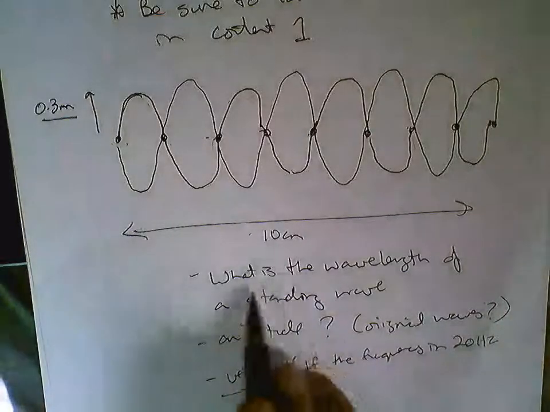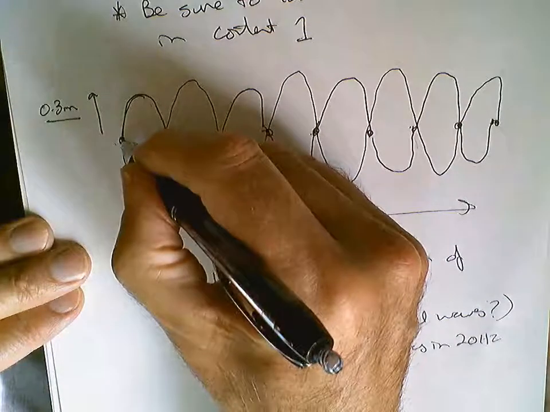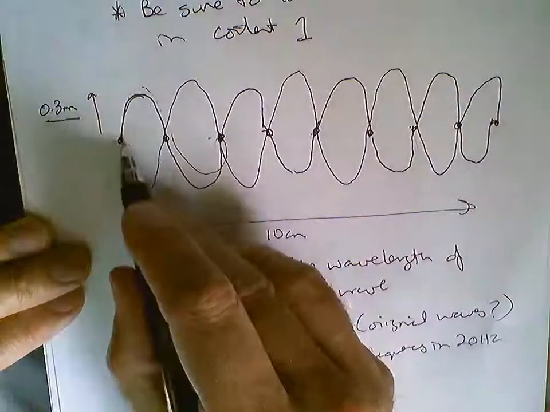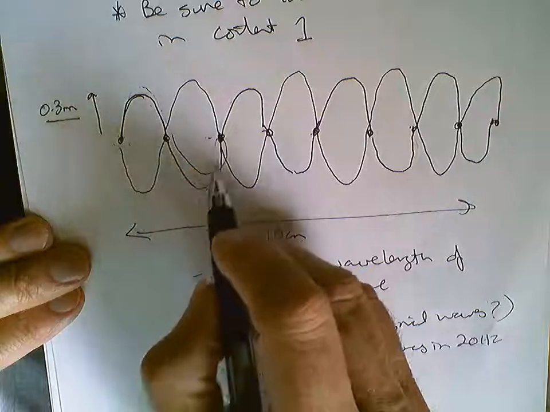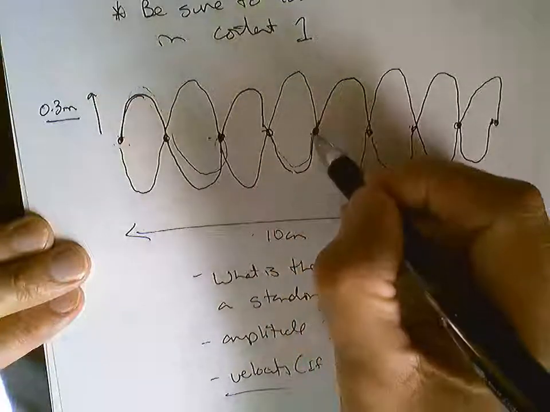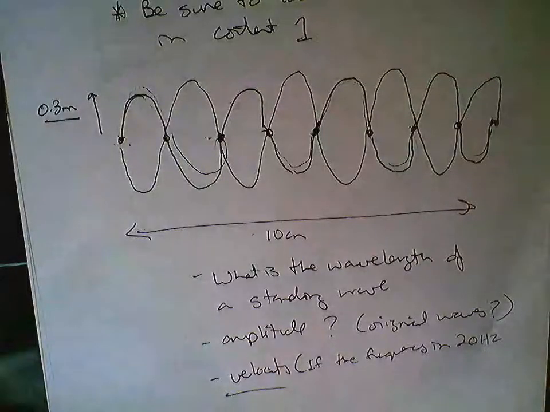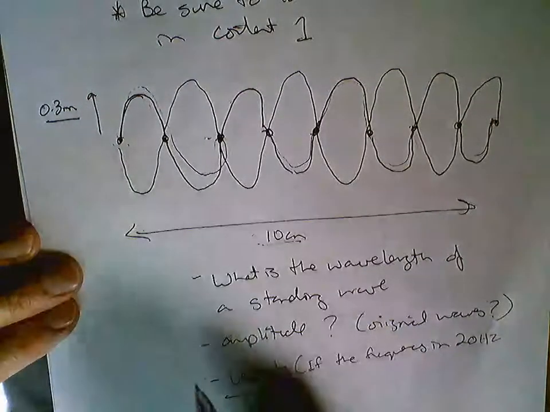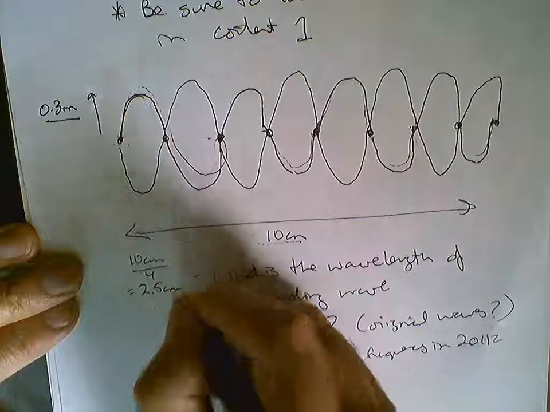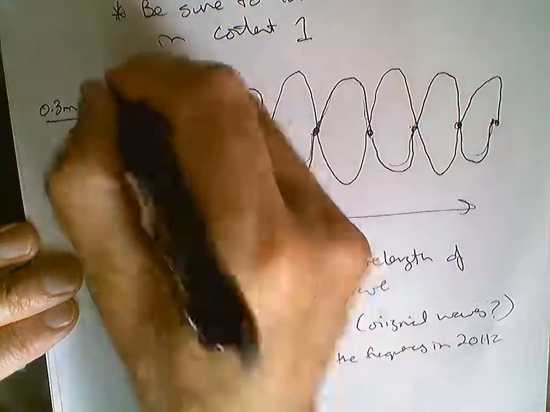And the question says, what is the wavelength of a standing wave? Well, how do you know when you've got the wavelength of the standing wave? You go past 1 node and you end at the second node. So we start here, we go past 1 node and we get to the second node. Okay, we do that. There's 1, 2, 3, 4 wavelengths. So basically, we've got 4 waves in 10 centimeters. 10 centimeters divided by 4 is going to be 2.5 centimeters. So this is one complete wave right here, or one cycle that we've gone through.